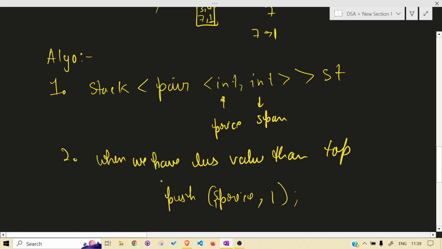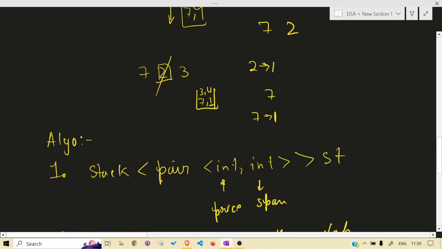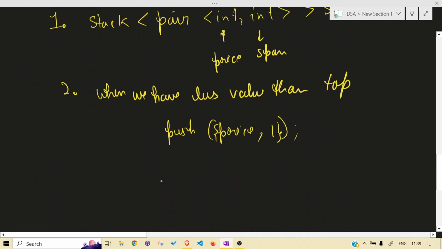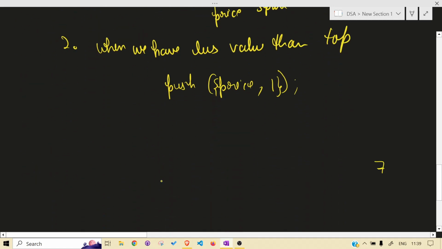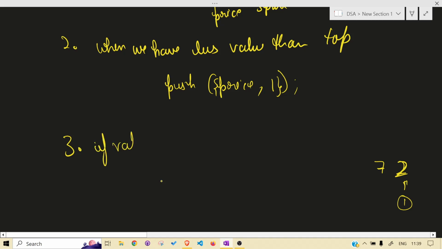This much is clear, and why we are doing it was already discussed. If something like this, 7, then 1, not 1, 2. If 2 arises, 2 is not greater than 7 and 7 is not smaller than 2. So we just push 1 for this and also return 1 for this. And if the value that appears is greater than the top, what do we do?